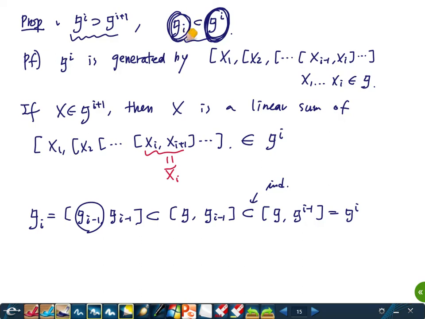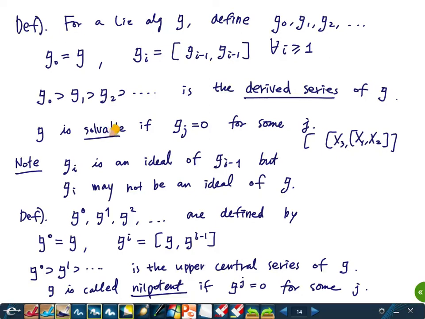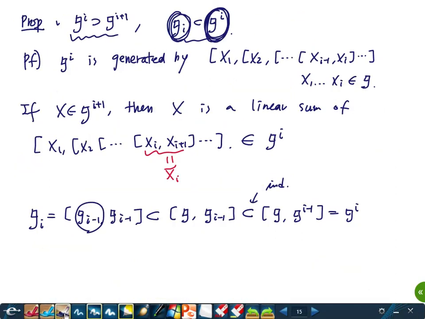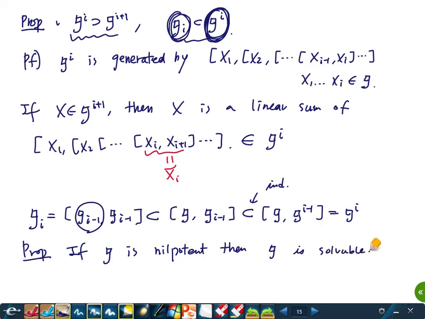So what is the definition of nilpotent or solvable? Solvable if G_j equals 0 for some j. But nilpotent means G^j equals 0. But which one is bigger, this or this? The superscript one is bigger. So if this part is 0, this must be 0 too. So nilpotent implies solvable. As a corollary, if G is nilpotent, then G is solvable. But the converse is not true.